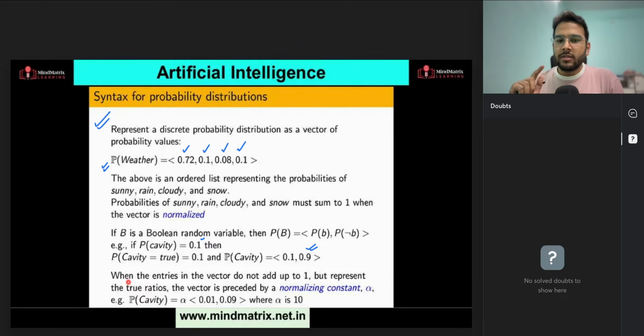Okay. Similarly, sometimes it may happen that instead of having the exact values of probability, we have some ratios, right? So now here the probability of cavity is 0.01 and the probability of not cavity is 0.09. Now if you add these two, it will not sum up to 1. So in that case, we basically normalize it, right? We use a normalization constant, that is alpha, and here the alpha value is equal to 10, because if you add these two values, 0.01 plus 0.09, it will be equal to 0.1, and if you multiply by 10, then the vector sum will become 1. Clear? Okay, so these are the basic things.